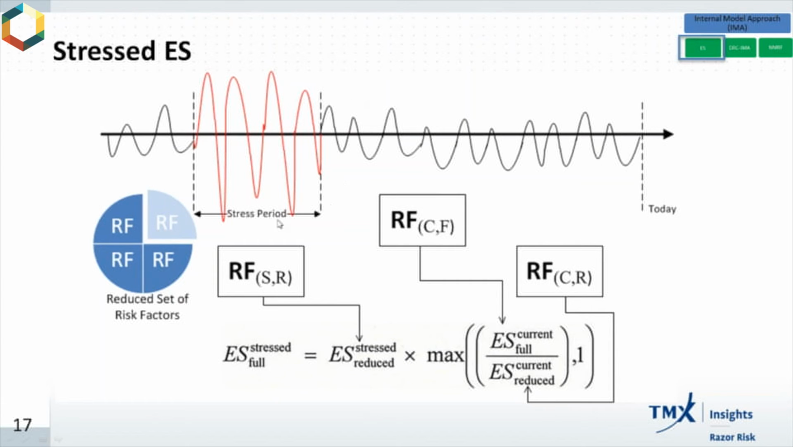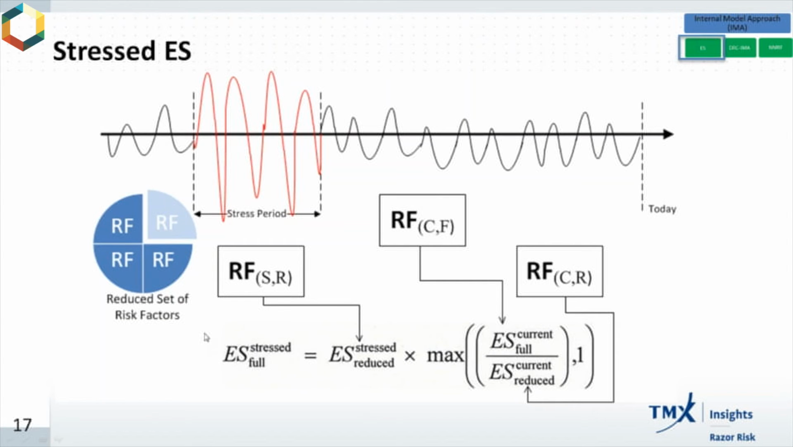So after the stress period, we need to identify the reduced set of risk factors, because not all risk factors exist in the stress period. However, the reduced risk factor set is at least 70% of the full risk factors. So for example, if we have 4 risk factors for now, it needs to have at least 3 risk factors in the stress period to use for IMA.